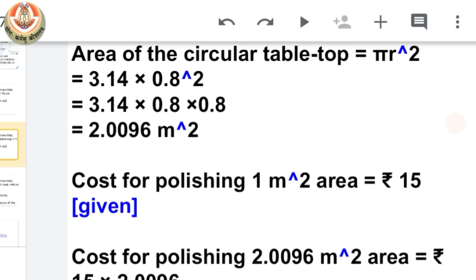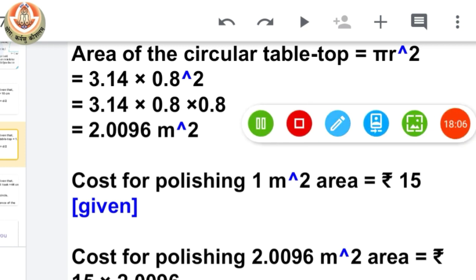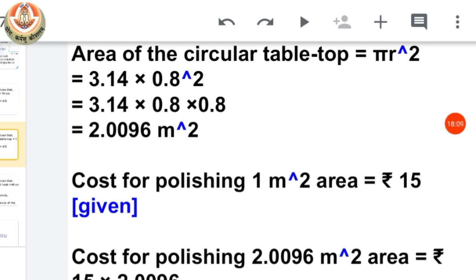Now area of the circular tabletop is pi r square. Pi is 3.14, r is 0.8, square of 0.8. So after solving it, we will have 2.0096 meter square as area of the circular table top.